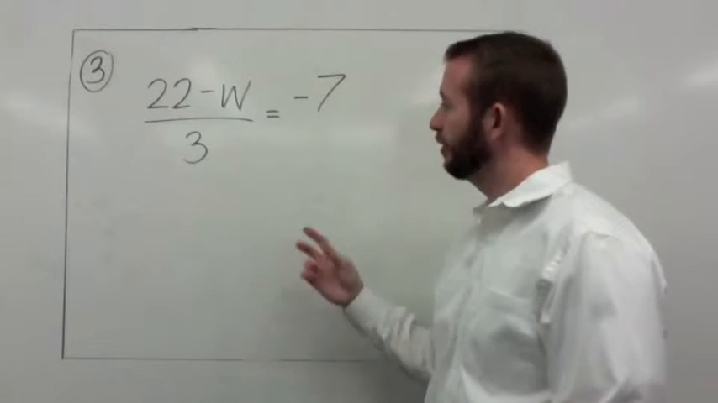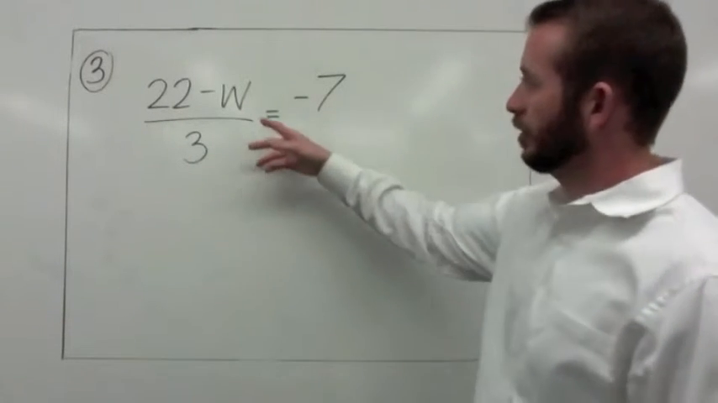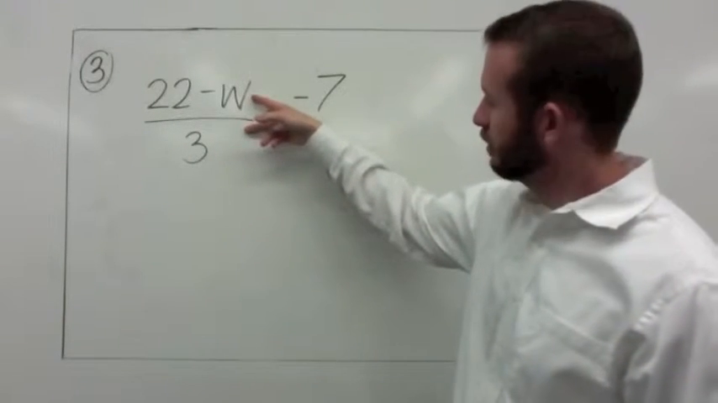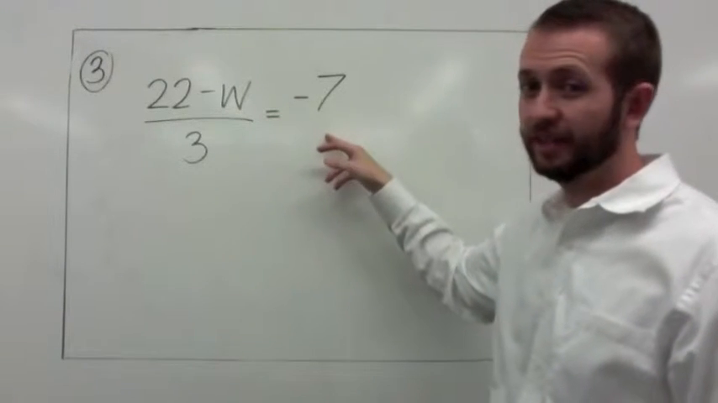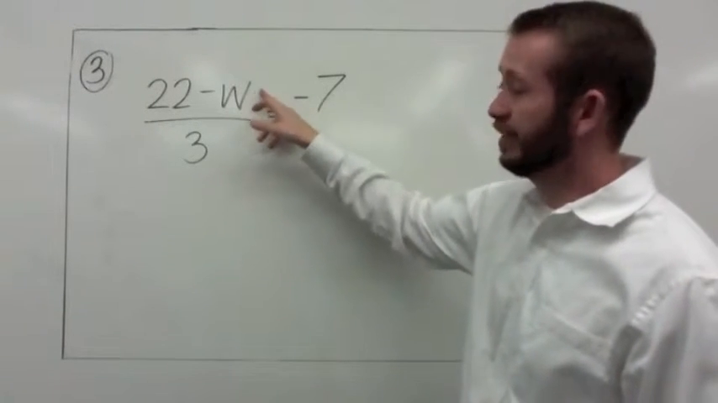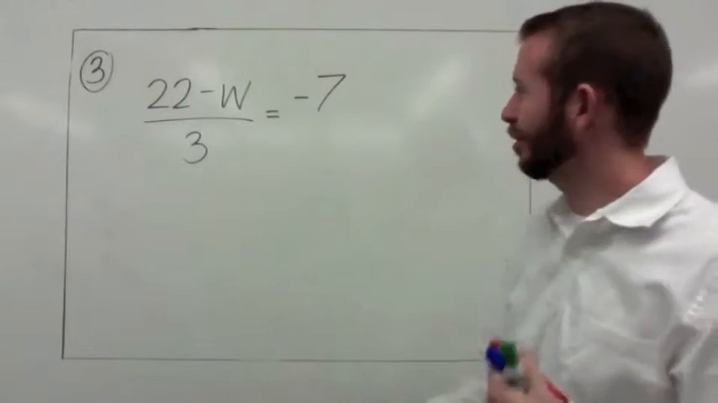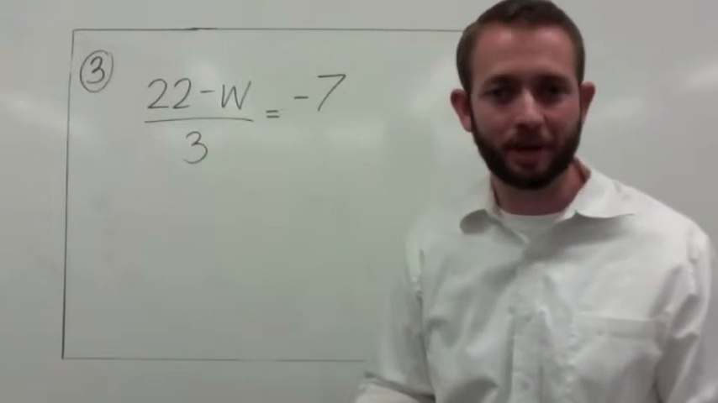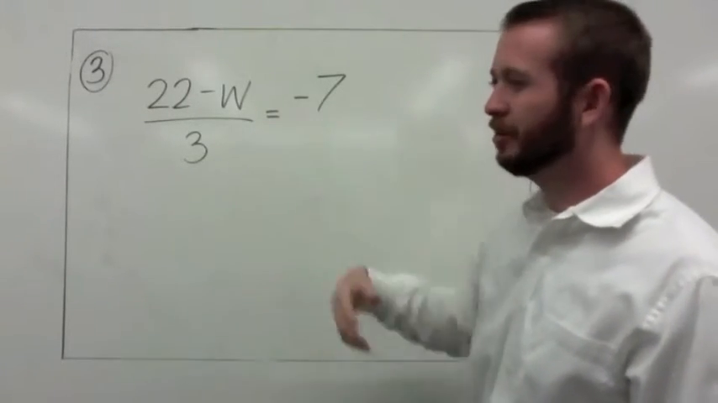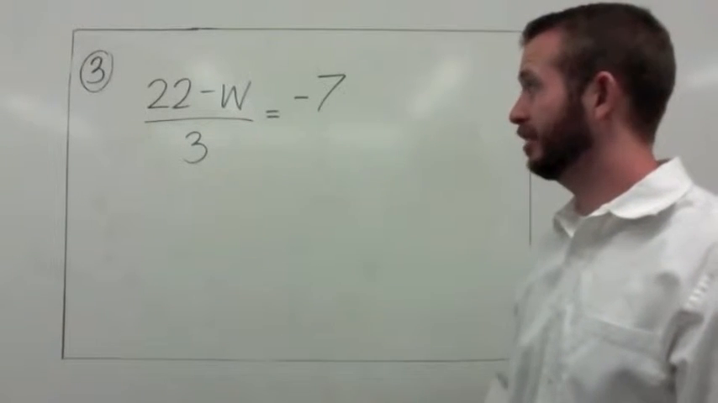All right, let's get into a third problem here. So we're going to go ahead and work with a fraction here of 22 minus w over 3 equals negative 7. Our job is to get w by itself. We're going to have to work through this. This is one of those untying your shoes problems that I always refer to. Our goal is to get w by itself, and it's in the middle of it right now.